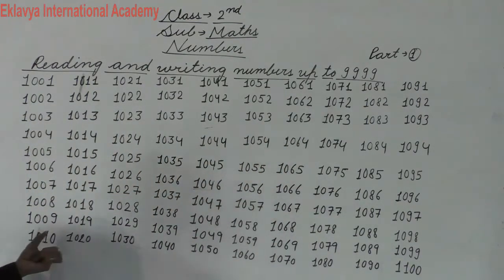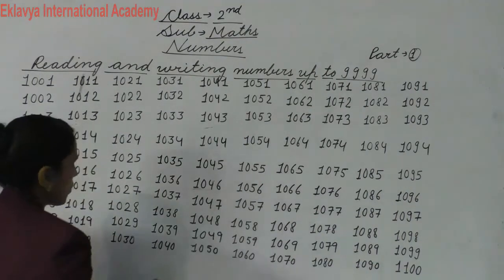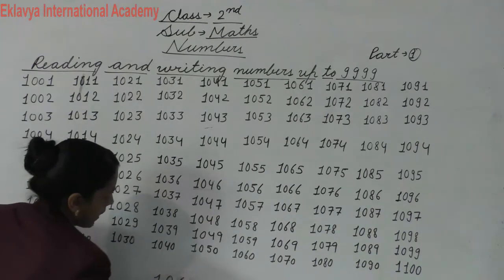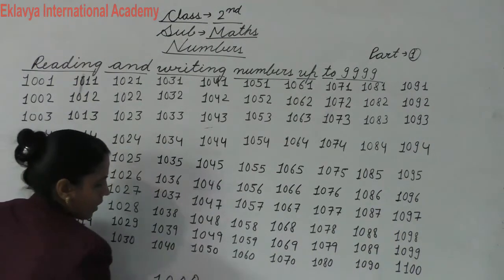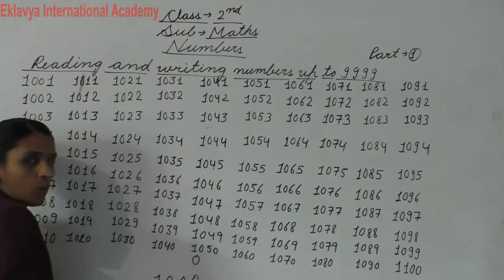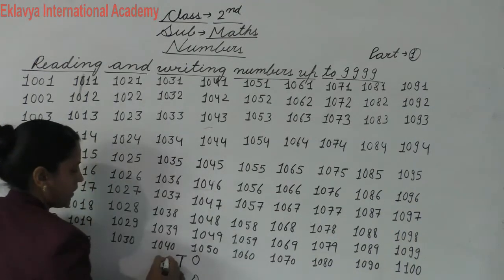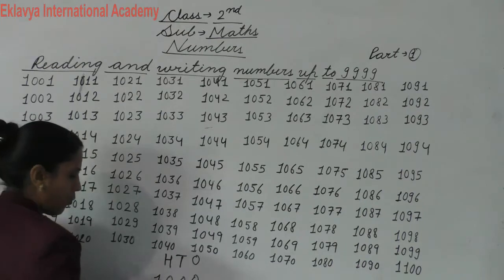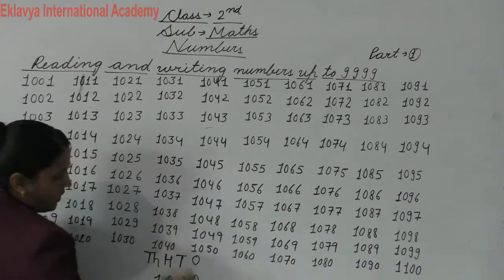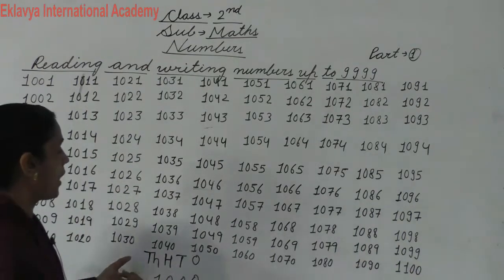Now listen to me carefully. Do you know 1000 has 4 digits? Okay. So first of all I am telling you: the first 0 is the ones place. The second 0 is the tens place. The third 0 is the hundreds place. And 1 is your thousands place. Okay. So keep this in your mind.